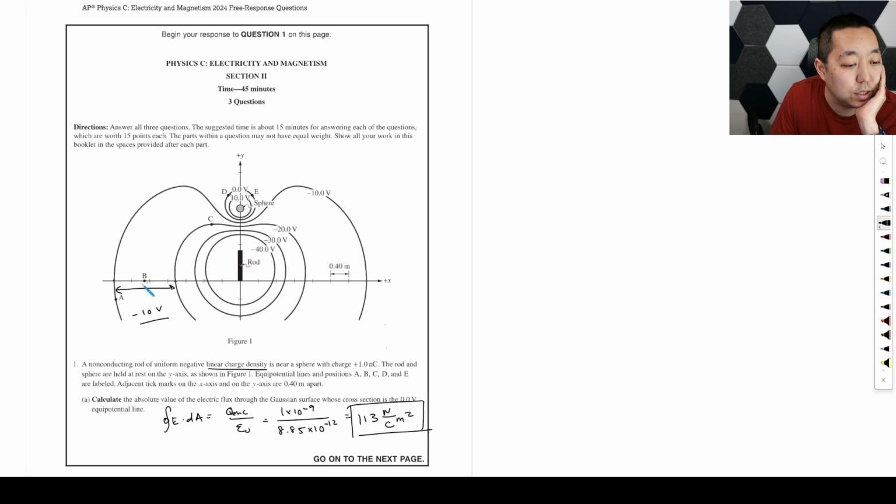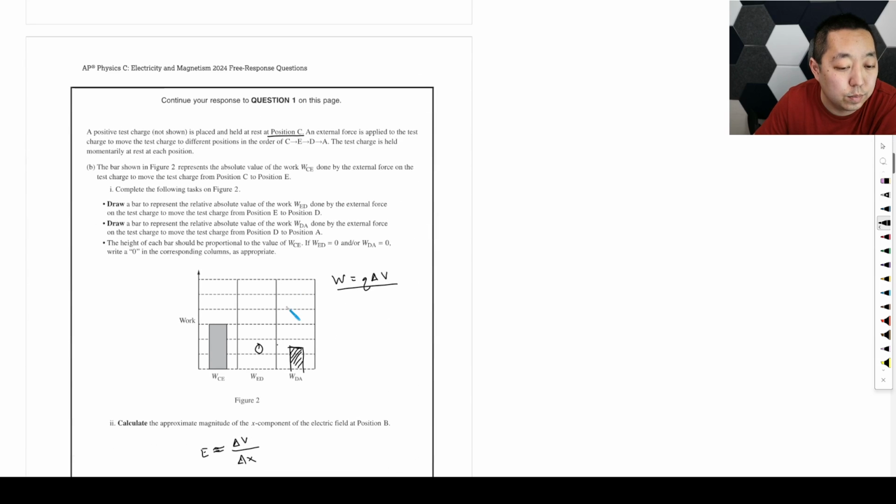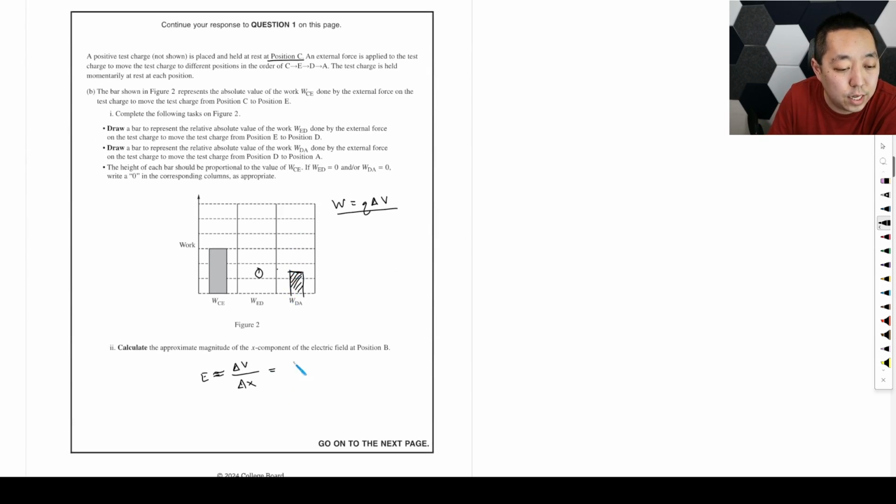It's about 1, 2, 3, 3.5 of these hash marks. So 3.5 times 0.4. That's probably what I would use for an estimate. It's probably a little bit less than 3.5, but close enough. So the potential difference is 10, and because it's magnitude, it doesn't matter if it's positive or negative. I'm going to say 10 divided by 3.5 divided by 0.4, and that is 7.14 newtons per coulomb.